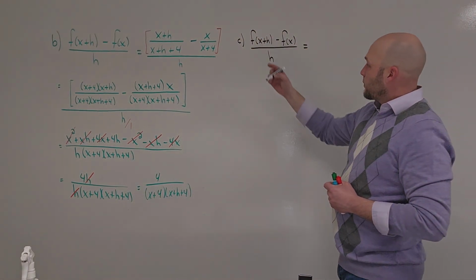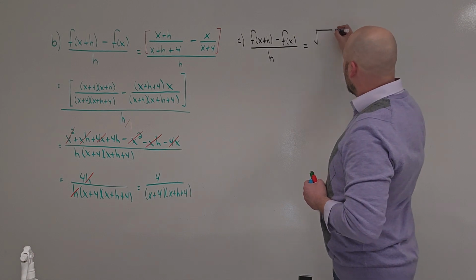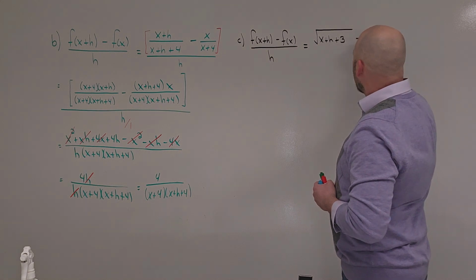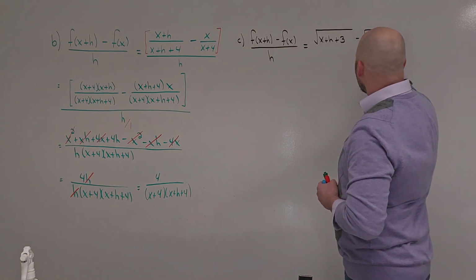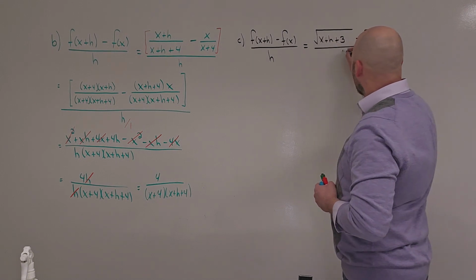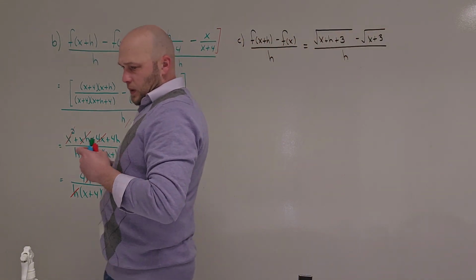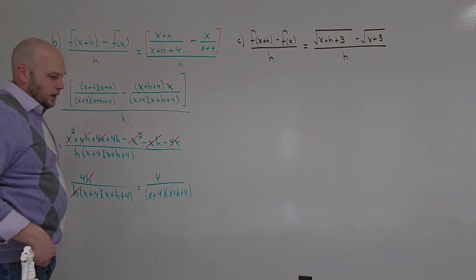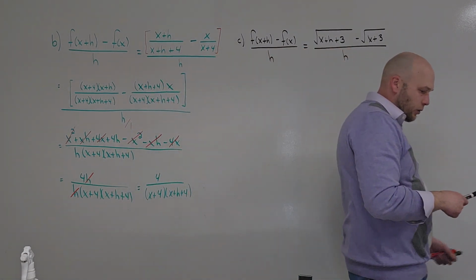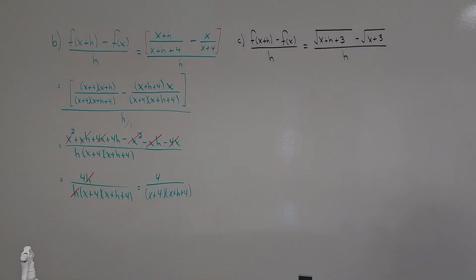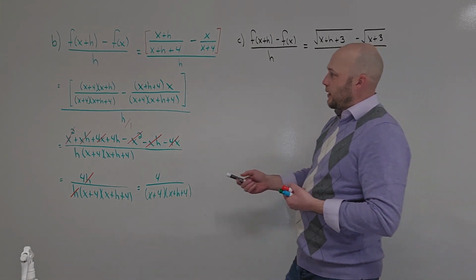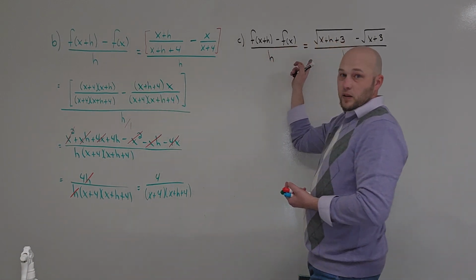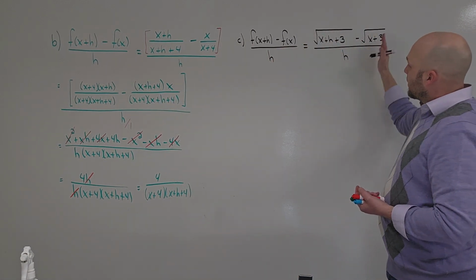For this one, f of x plus h would be the square root of x plus h plus 3, minus the square root of x plus 3, all over h. So we then have to figure out what sort of algebraic maneuvers we can do with this. In the previous two examples, we saw the same thing happen near the end, where the original h in the denominator cancels.